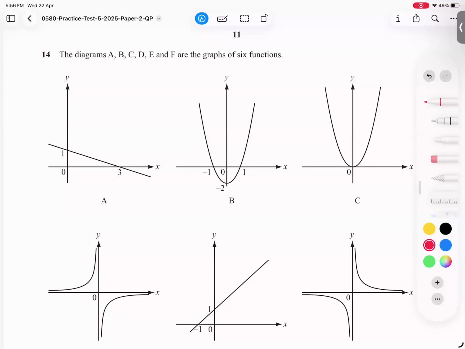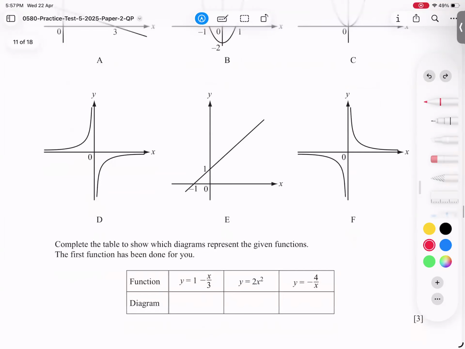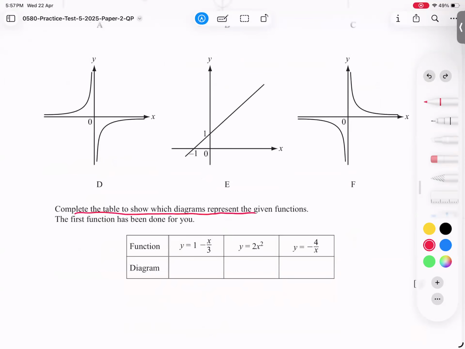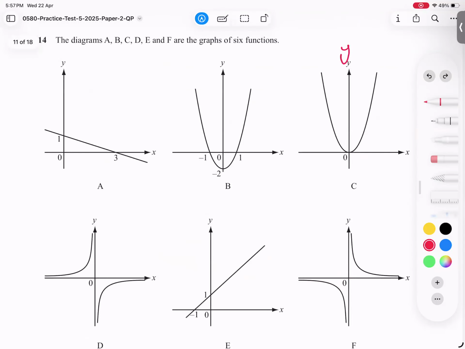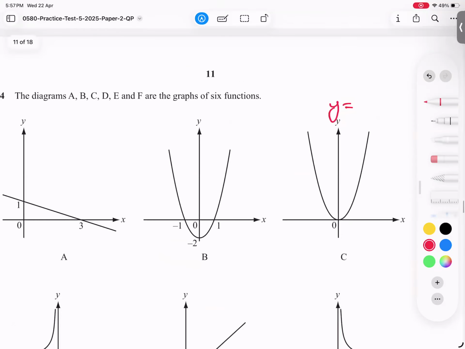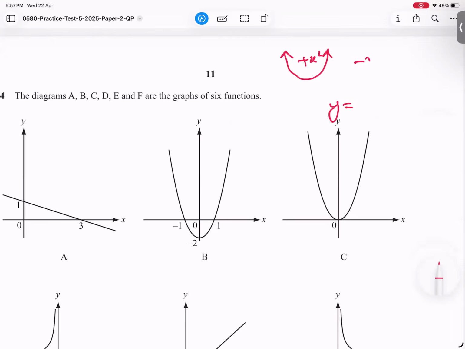Question number 14, he is asking. We have been given these diagrams, A, B, C, D, E, F, 6 functions given. He's asking to complete the following table, showing which diagram represents each function, and we have to put letters here. First of all, I'll quickly explain: we have two kinds of parabolic curve. If positive x square comes, it faces open upwards. If negative x square comes, it faces open downwards.